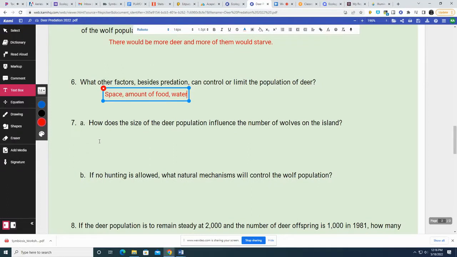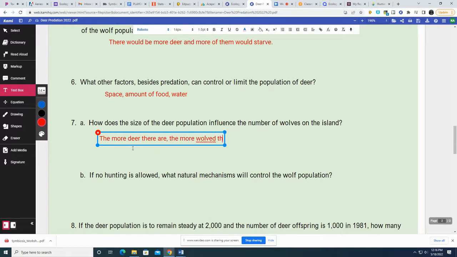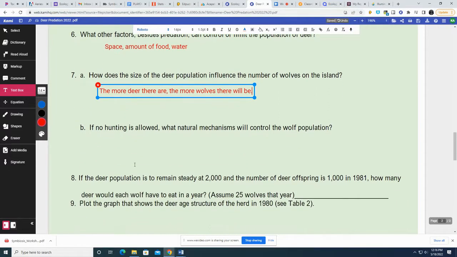Seven, how does the size of the deer population influence the number of wolves on the island? Oh, man. The more deer there are, the more wolves there will be. So if there's a lot of deer, it's going to be a lot of wolves. If the deer population goes down, that's going to cause the wolf population to go down. So they're kind of connected together.